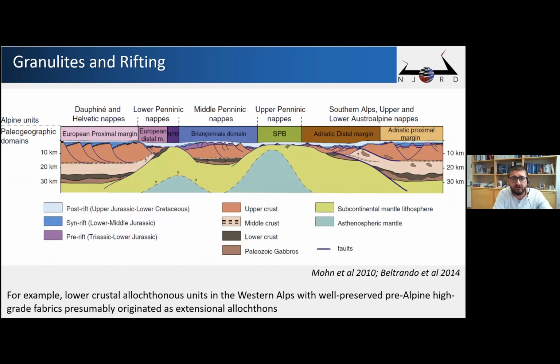And perhaps they are emplaced in the form of extensional allochthons into orogenic belts. And these extensional allochthons often have fairly well-preserved pre-collisional fabrics, indicating that these fabrics have the potential to survive metastably in the course of the Wilson cycle.